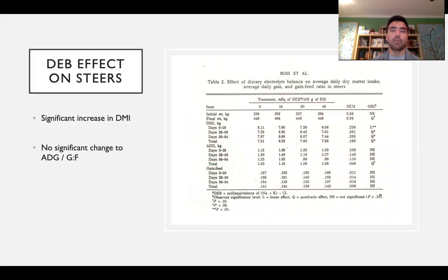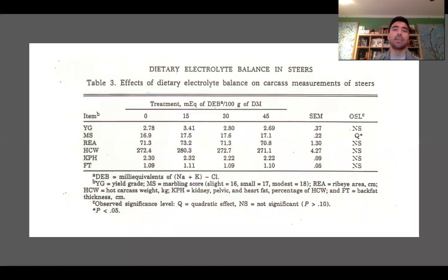In 1994, Dr. Ross performed a wonderful study on steers where he increased the dietary electrolyte balance, and he observed a significant increase in dry matter intake as he increased the dietary electrolyte balance. Although he did not see a significant difference in average daily gain or gain to feed ratios, nor did he see any significant difference in their carcass values.